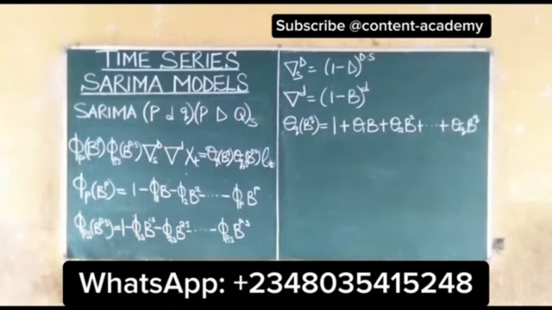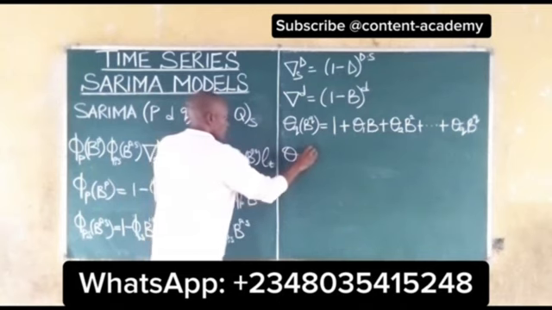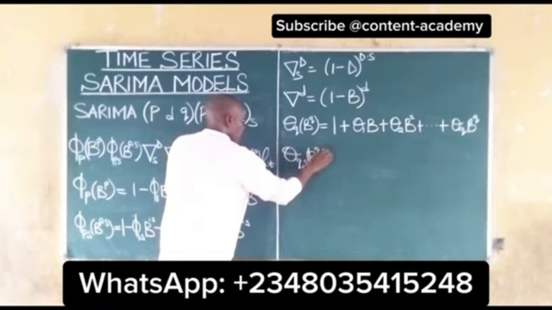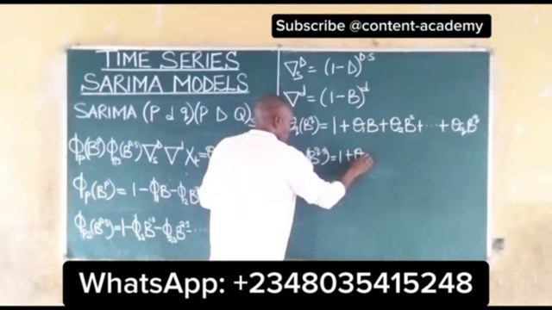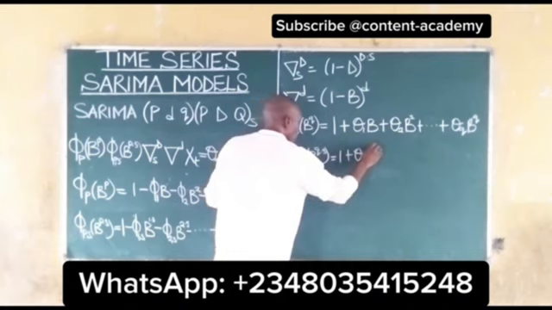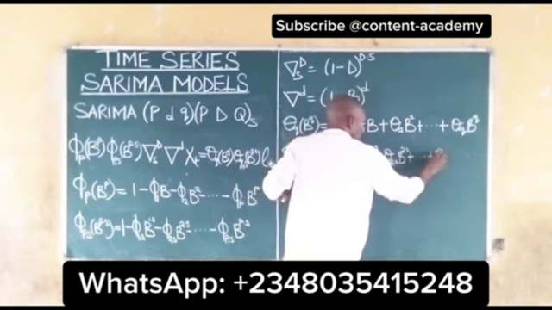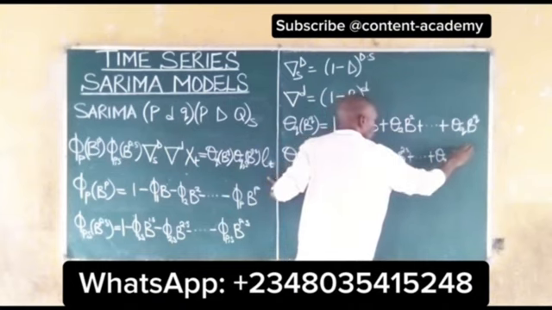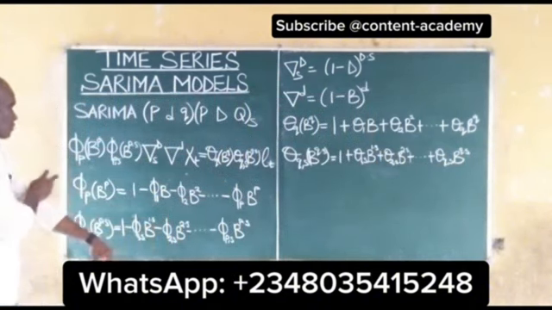We also have the seasonal part of it, theta q comma s, B to the q multiplied by s, equal to 1 plus theta 1 comma s, B to the 1 multiplied by s, plus theta 2 comma s, B to the 2 multiplied by s, plus, it continues that way, plus theta q comma s, B to the q multiplied by s. So that is how that part is being computed.